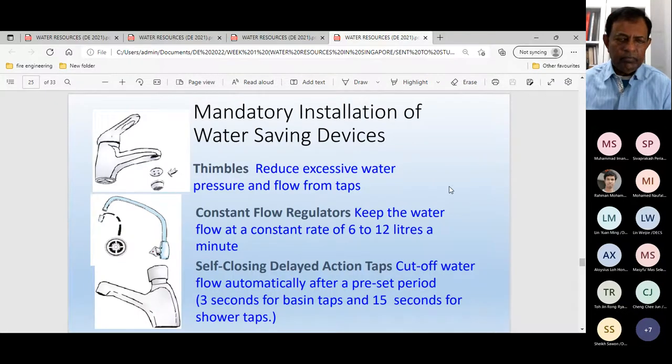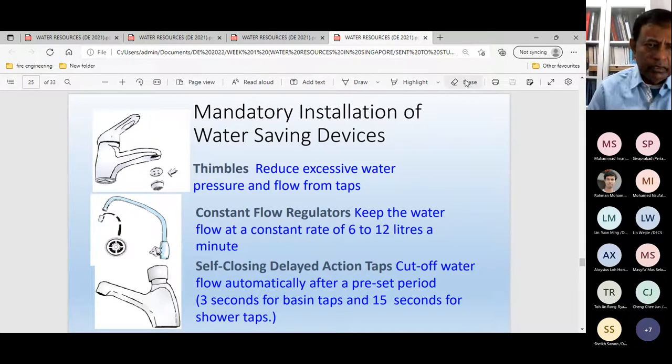In addition to limiting the water leakage, they also introduced mandatory installation of water saving devices, particularly something like thimbles. A thimble is a small circular plastic unit which has a few holes, maybe 4 or 5 holes. It can be connected to the tap, and then it can limit the water flow. So thimbles are encouraged because they can reduce the amount of water flowing through the tap.